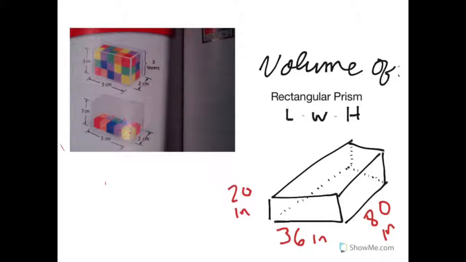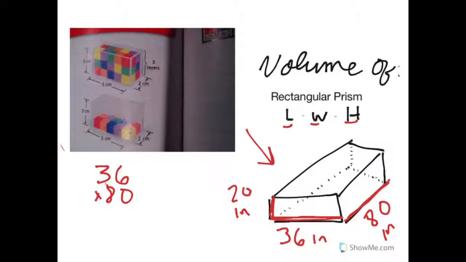Okay, so let's talk about the volume of a rectangular prism. You see it's 3D, you see that it is a prism, has the polygon shape. Now, it has the 2 bases, all that good stuff. If you look at this, to find the volume of a rectangular prism, you do length times width times height. So I have our length at 80 inches, our width at 36 inches, and our height at 20 inches.